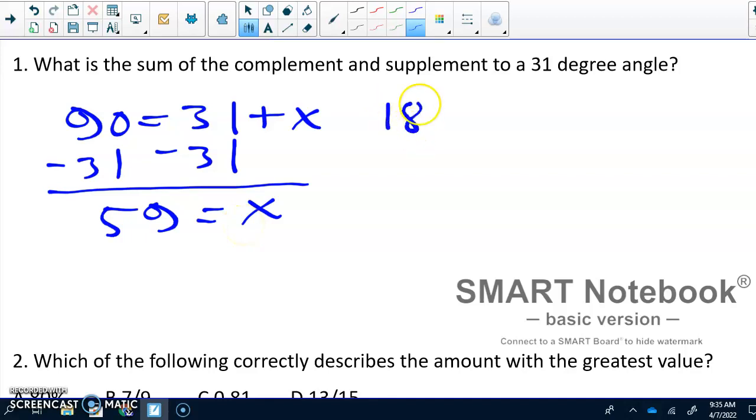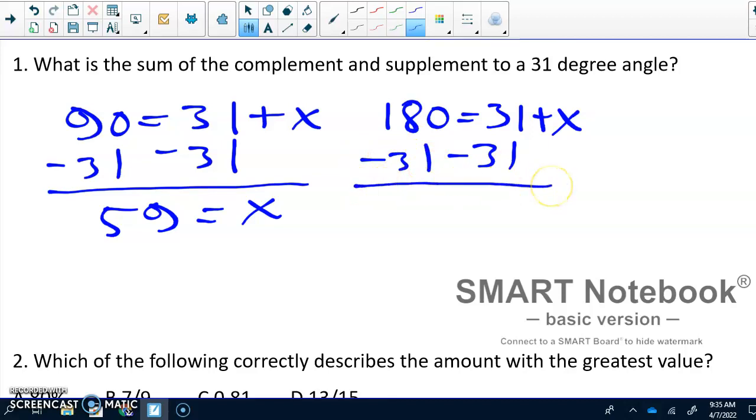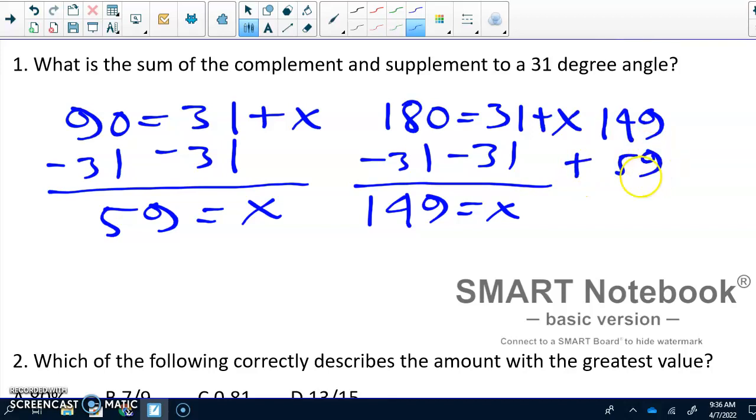The supplementary angle is 180 degrees. So I'm going to take a 31-degree angle plus the unknown angle, then subtract 31 from both sides. And if I take 180 minus 31, that gives me 149. So 149 plus the 59 should give me an answer of 208 degrees.